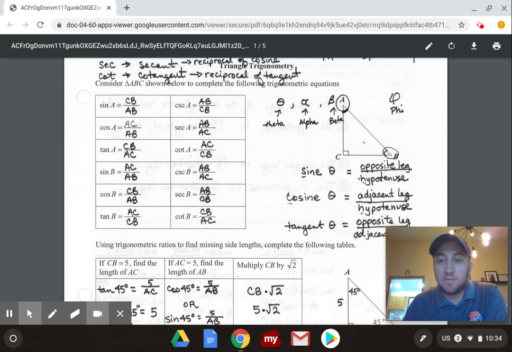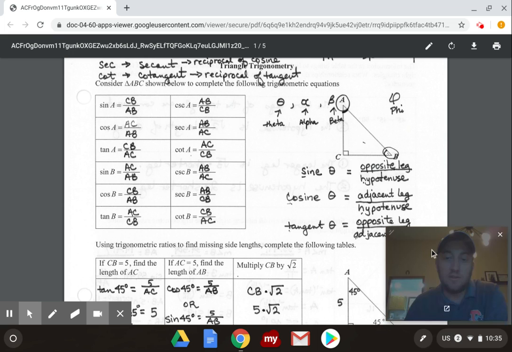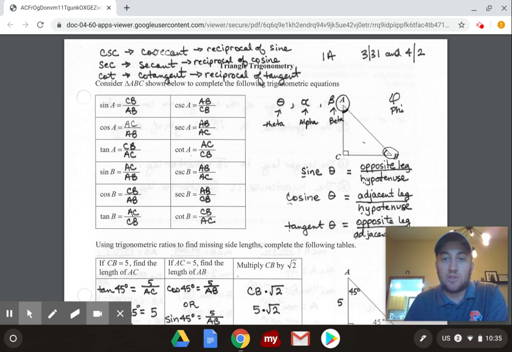So sine is opposite over hypotenuse, cosine is adjacent over hypotenuse, and tangent is the opposite over the adjacent. You probably have heard SOHCAHTOA, just an acronym to help us remember the relationships that exist between sine, cosine, and tangent.